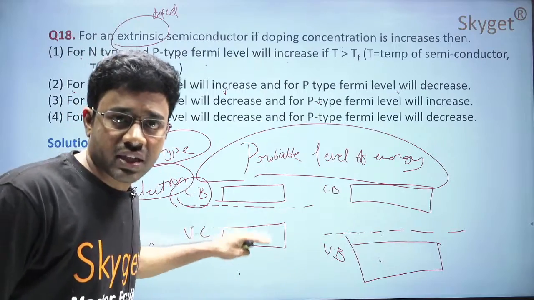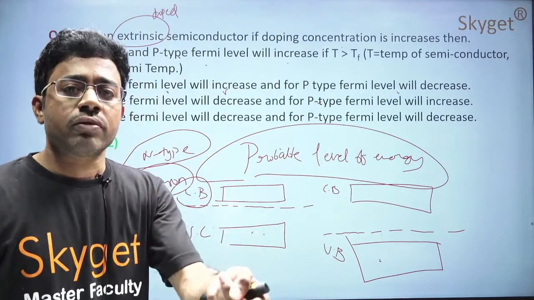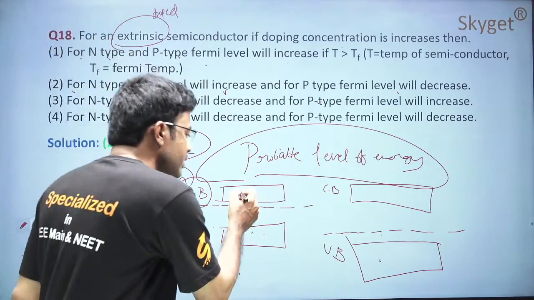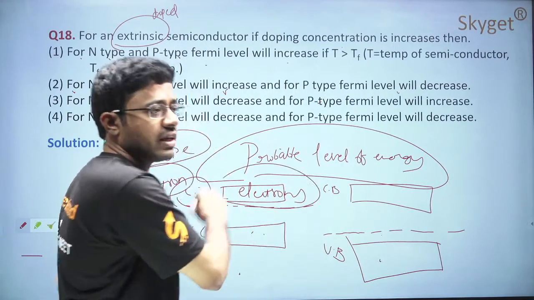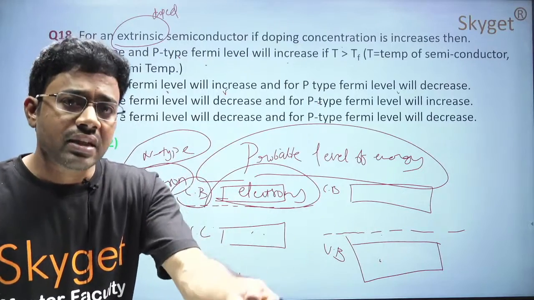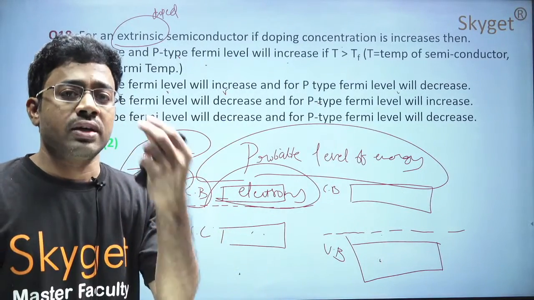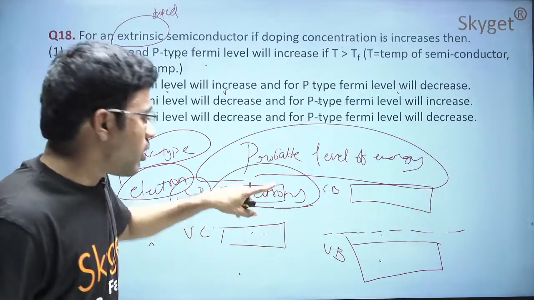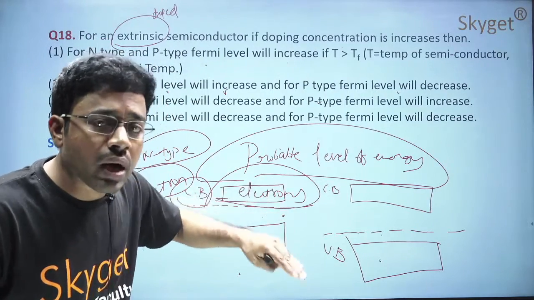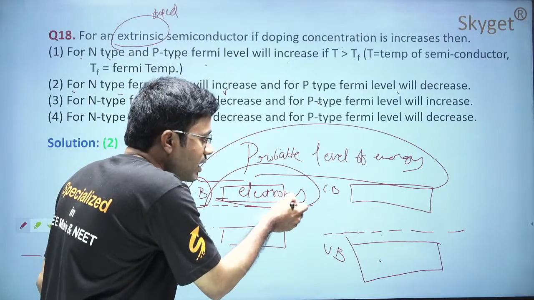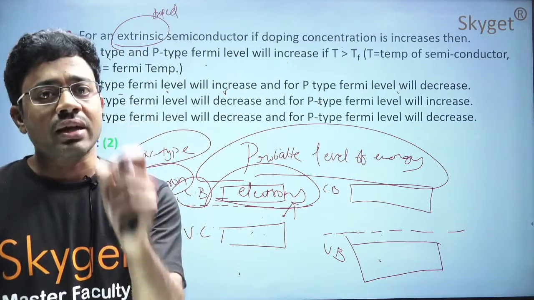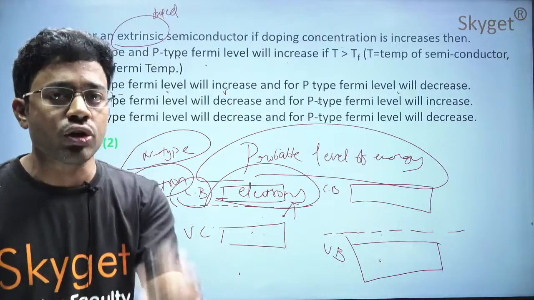Now let us consider what happens if you increase the level of doping in both n-type and p-type semiconductors. First, in n-type, if you increase the level of doping, obviously the number of negatively charged particles, the electrons, will increase. If the number of free electrons increases, the Fermi level will move upwards further towards the conduction band. That is, the Fermi level increases in an n-type semiconductor if you increase the level of doping.